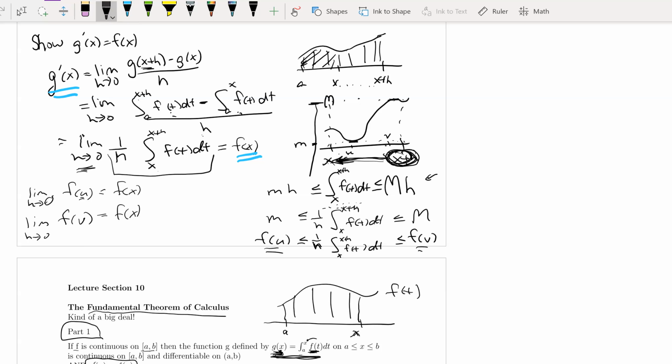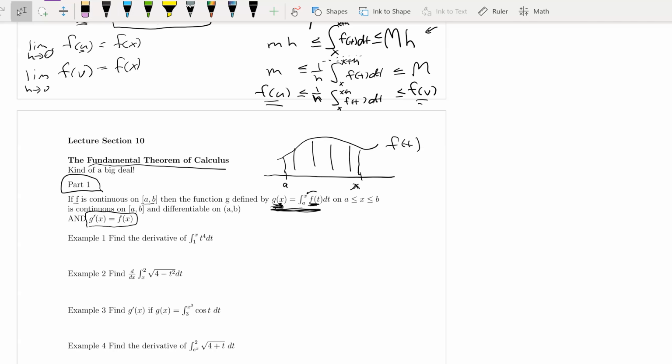Okay, so that might not feel so satisfying, but it is a big deal. And this combination of a derivative and this really special kind of integral with an x in it is the Fundamental Theorem of Calculus, Part 1.